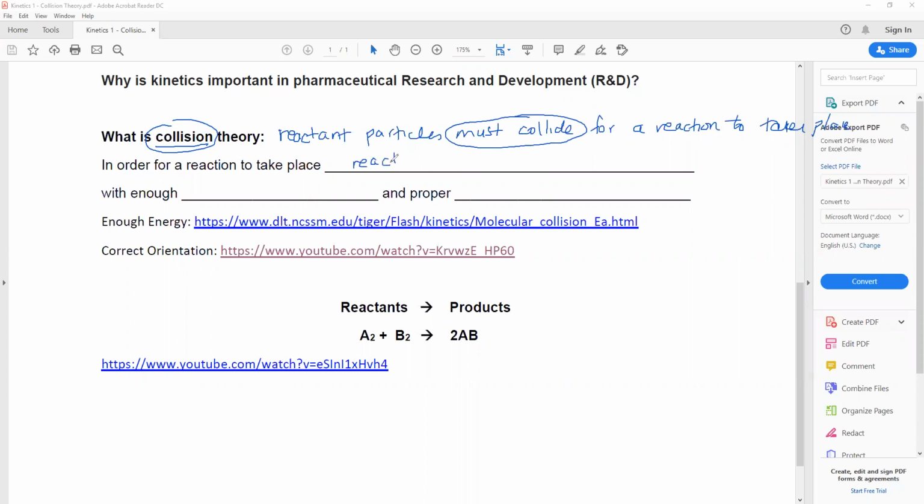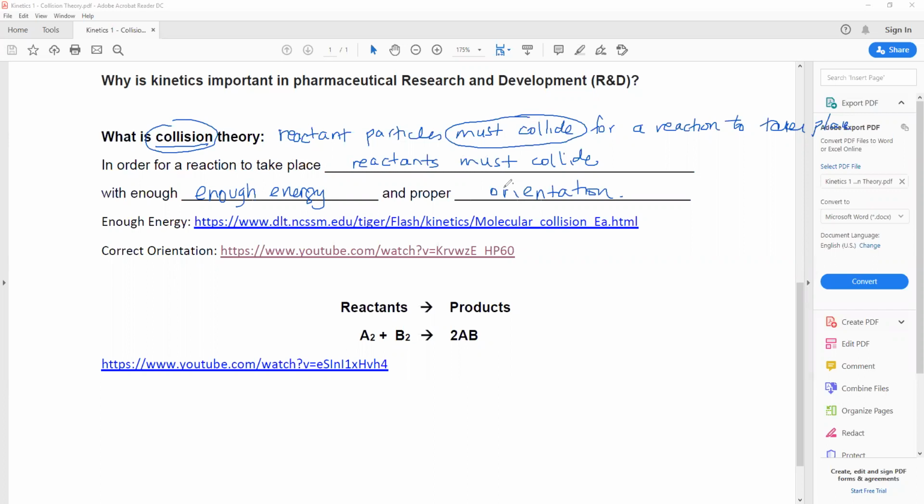Reactants must collide. And you're going to hear us repeating it, and you may be able to repeat it, but I need you to understand what that means. So let's just write, in order for a reaction to take place, reactants must collide with enough energy and proper orientation. So you're going to remember that, you're going to write it over and over.